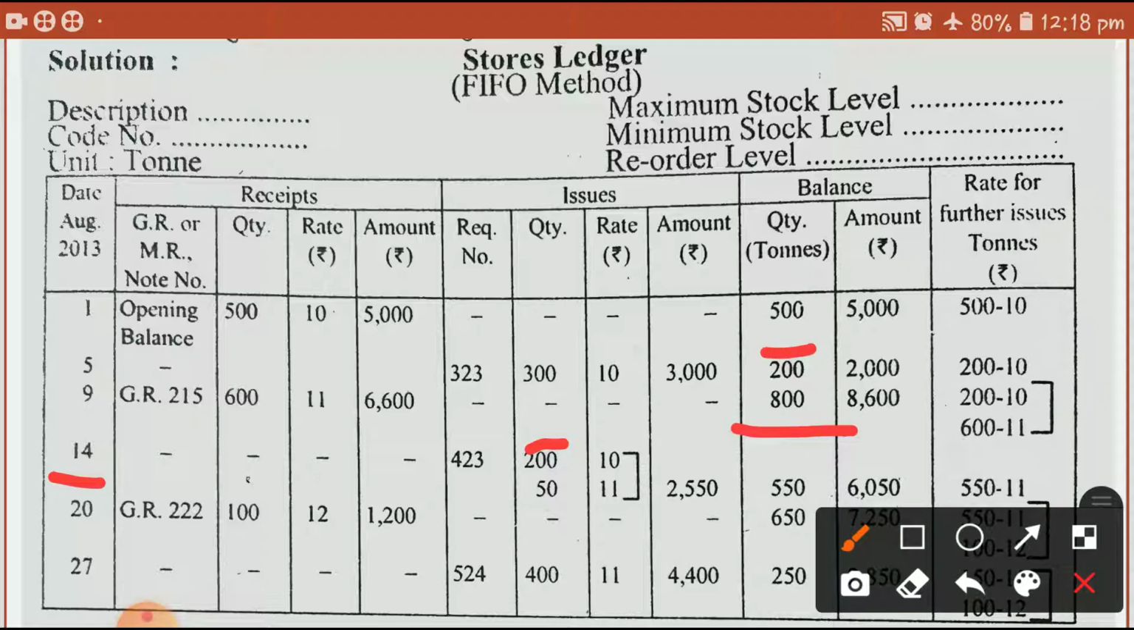Okay, so you will take out stock from this side and this stock is of 10 rupees, so you will write here 10 rupees. So 200 into 10. Sorry, you are issuing 250, so we have 200 of stock and a further 50 you will take out from the lower one, which was purchased on 9th. So you take out 50 units from this stock, and the rate of this stock was 11 rupees. This 50 units is of 11 rupees, total is 2550. I hope you understand. Let me explain once again.